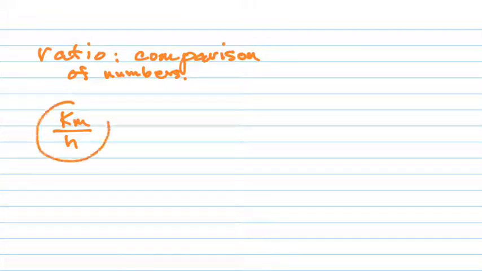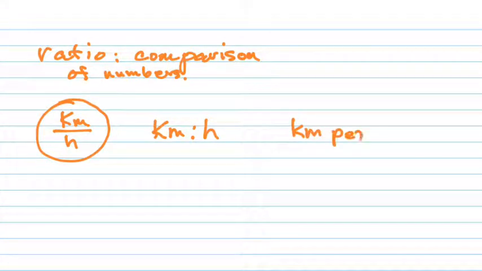Notice that this ratio I've written as a fraction. There are other ways of writing a ratio. More frequently, ratios are written with a colon between them. Or you can also see it as kilometers per hour. You see that word per? That always means you're doing a comparison, or a ratio. Per, yeah, that's just the word per hour.